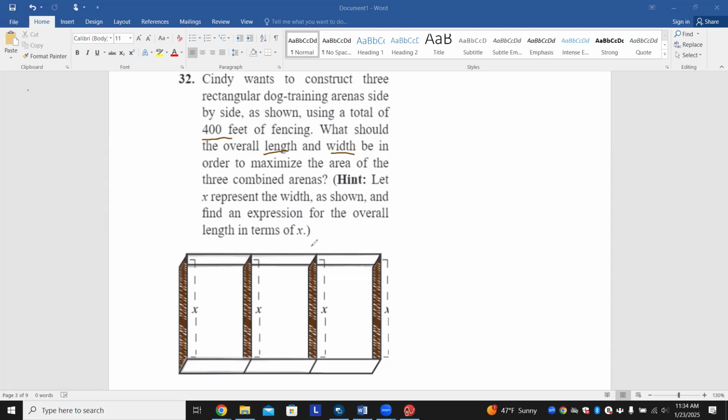All right, so here we go. So we got basically 4 walls and then 2 walls, basically lengthwise. So you have 4 widths, 2 lengths. All right, and we have 400 feet.